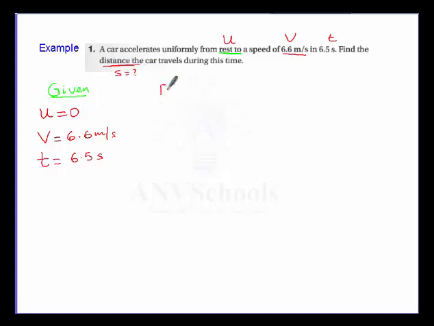What is required is the distance. We want to find s. What is the total distance traveled by this car during this time? These are our given quantities. Which formula do we have to use? Let's choose the formula that helps us find the distance traveled by this car. Shall I use distance equal to average speed times time?